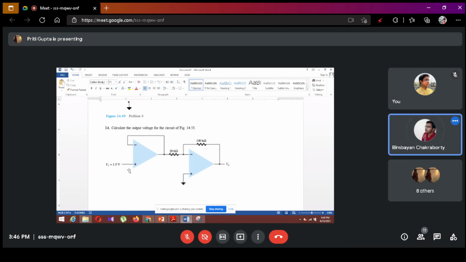Wait, ma'am. This is a voltage follower circuit. I taught this, right? Yes, ma'am, but we haven't done problems, I guess. I haven't done problems. So, what is the gain of a voltage follower? V output equals V input. Gain is 1 always. So here the output will be 1.5 volt. Now do this one.